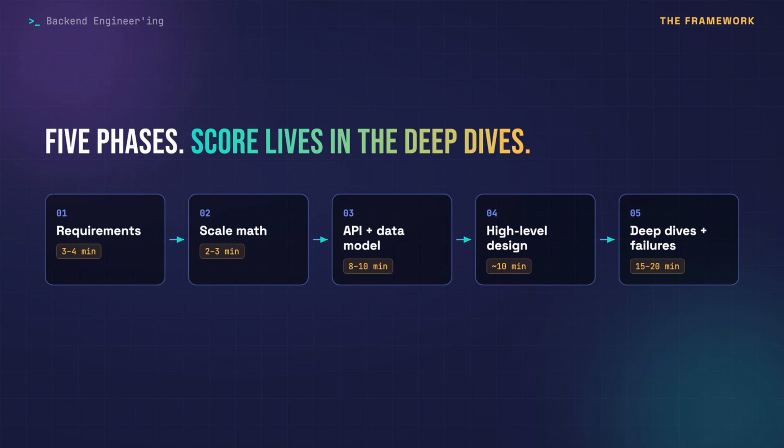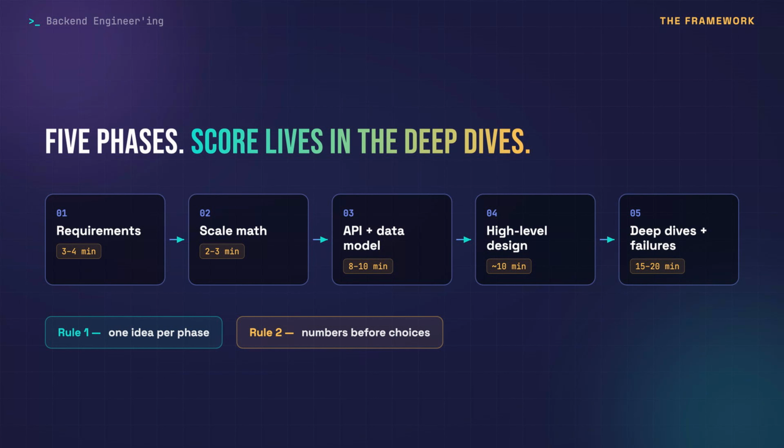2 rules keep us honest. Rule 1, one idea per phase. Don't jump ahead to storage while you are still nailing down requirements. And rule 2, the big one, numbers before choices. We don't get to say the word Cassandra until the math forces our hand. So let's start right there.